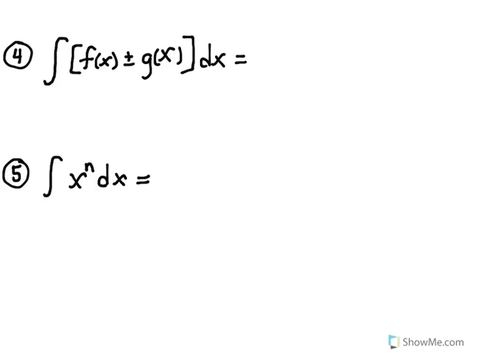Let's take a look at property number 4. This one looks very similar to what we've seen before too. If you have to find the integral or the antiderivative of the sum or difference of two separate functions, think of it like a polynomial, and you have multiple terms. You can find the antiderivative of one, and then add or subtract, depending on what it says, the antiderivative of the other.